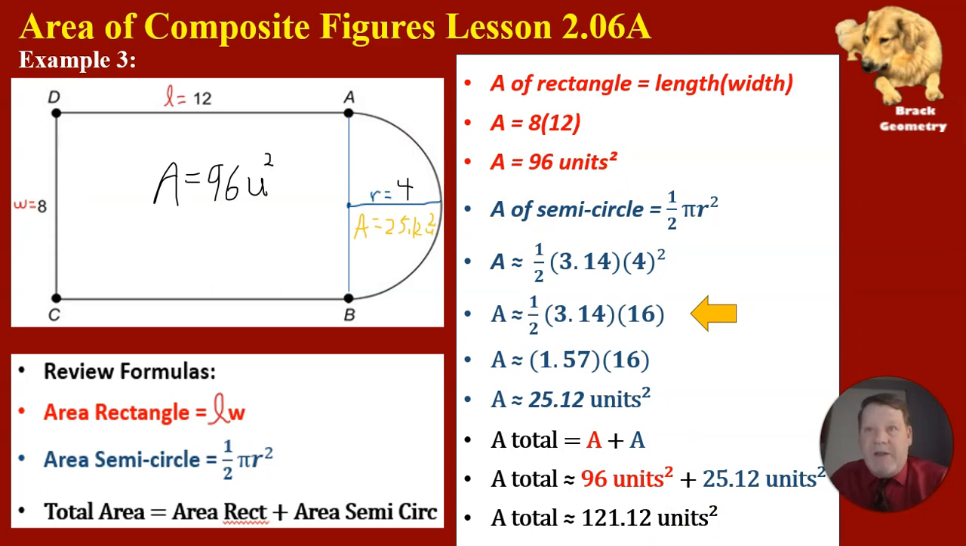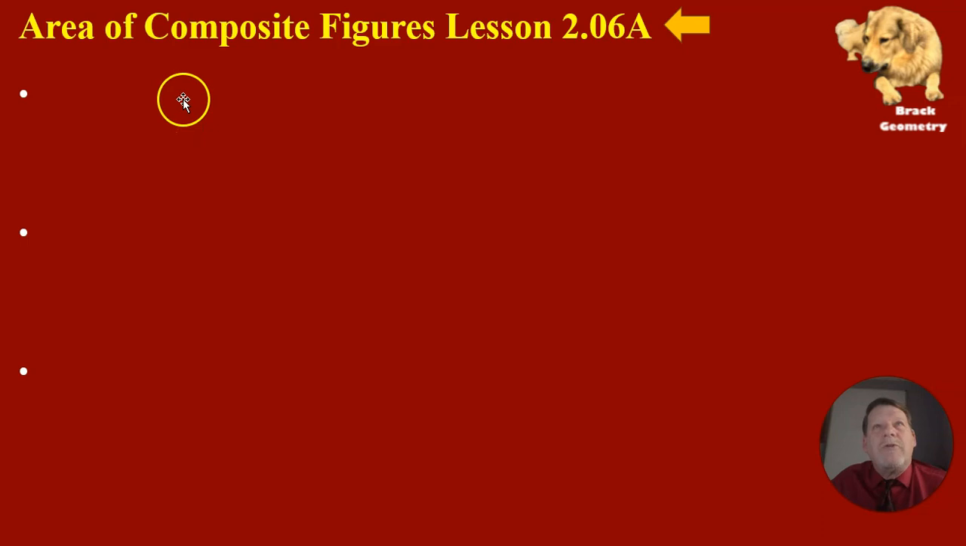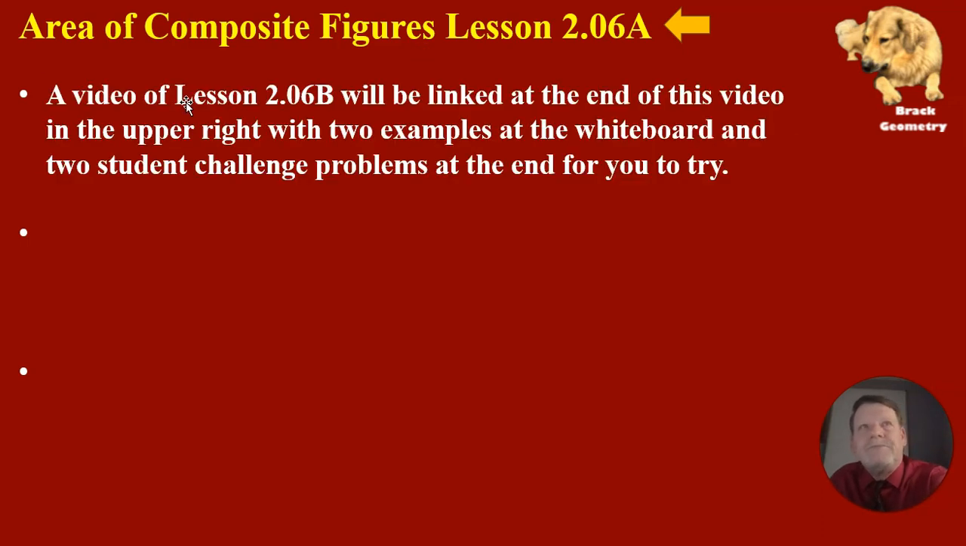Now, the next 2 lessons that go with this will be lessons where I'll be up at the whiteboard working, and you'll be able to see me working a couple of examples. Then we'll have a couple challenge problems, and then I will work through those. So it'll be called video 2.06B. There'll be linked videos back to this lesson and then to the next one.